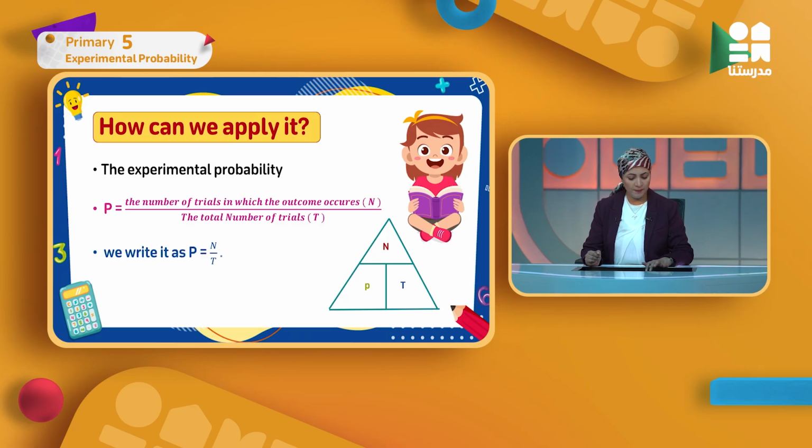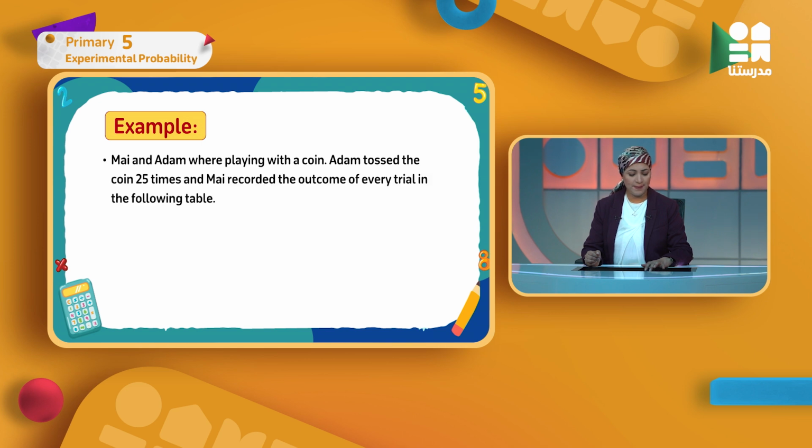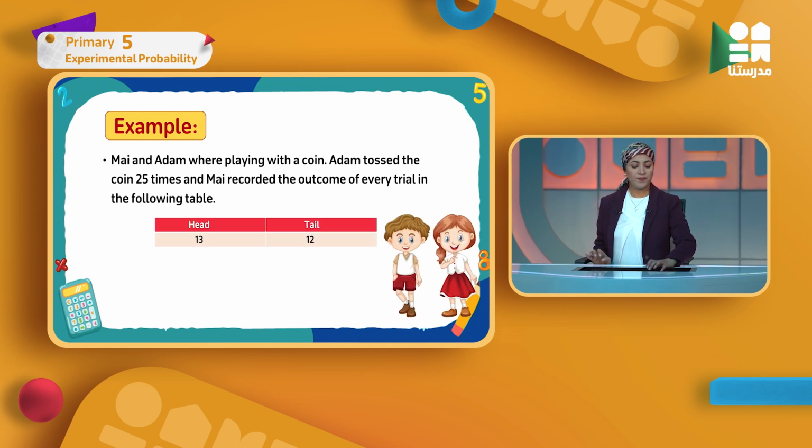Okay, guys, we'll take a couple of examples to explain more or understand more what's going on. So here, the first example, May and Adam were playing with a coin. Adam tossed the coin 25 times and May recorded the outcome of every trial in the following table. Okay? They've got head 13 times and tail 12 times. They tossed a coin 25 times. When they did so, our outcome اللي جالي إنه الhead كان 13 times and the tail is 12 times.